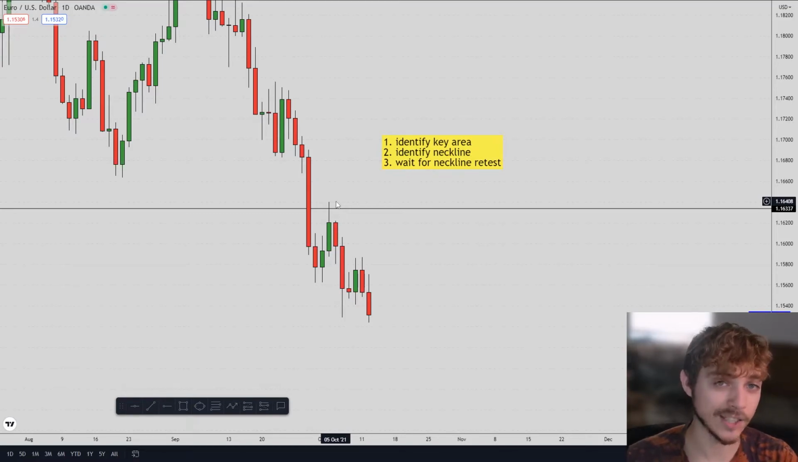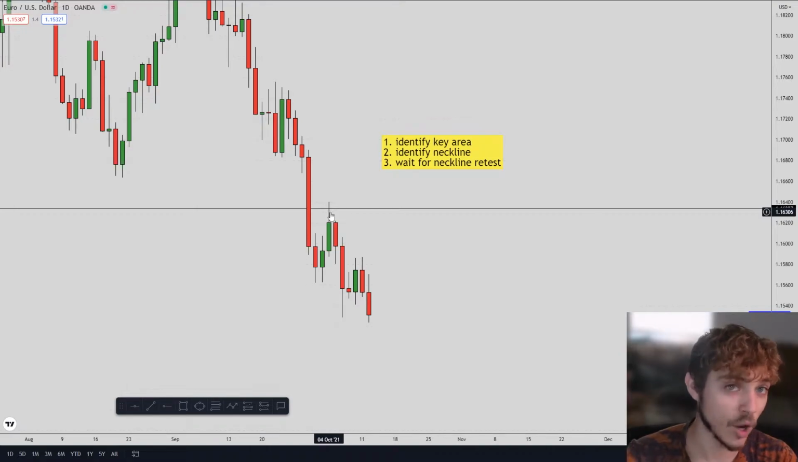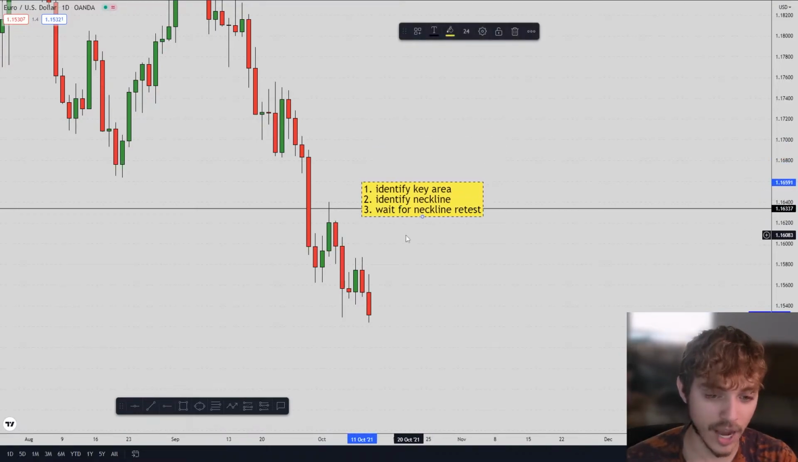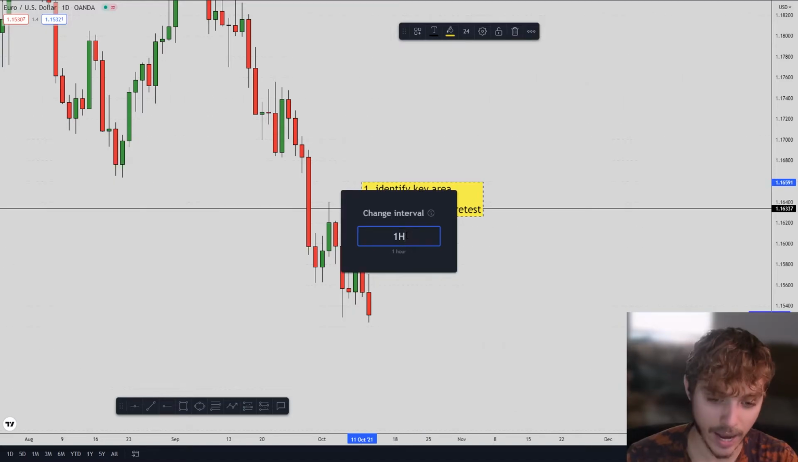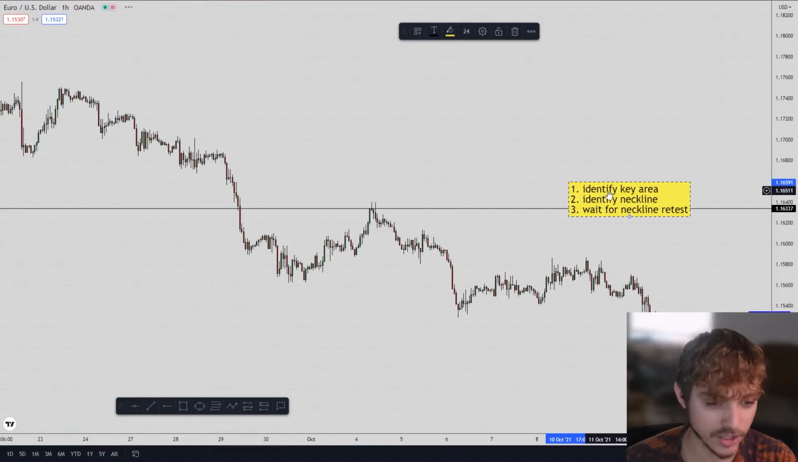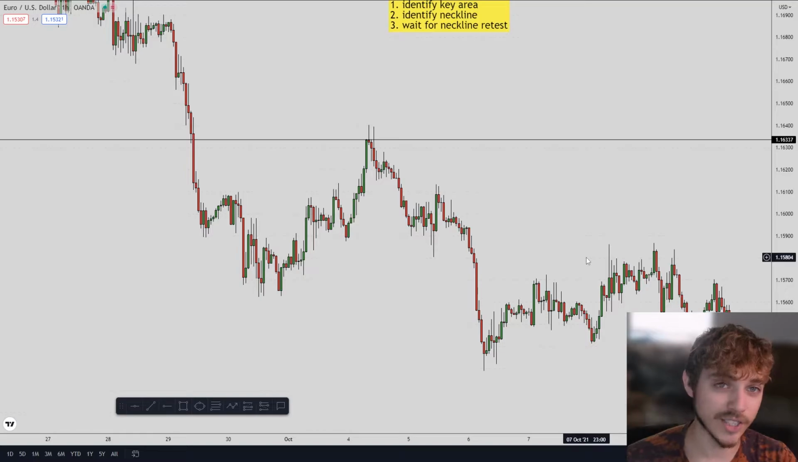So it makes a lot of sense that we have a reversal pattern that also points price in the direction of going down. So that is the first thing out of the way. We've identified that this is happening in a key area. That makes sense. The next thing we need to do is identify the neckline.